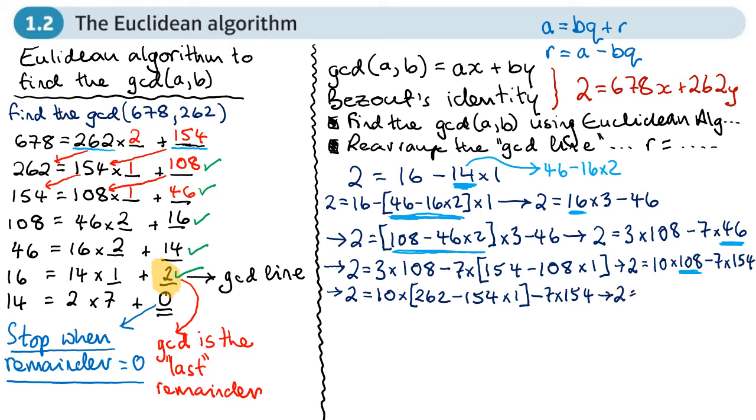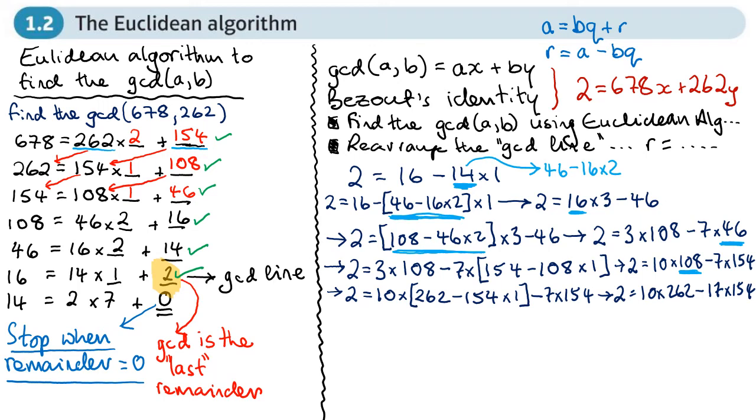Just like before, we simplify it, we group together the terms. That will give us 10 times 262 minus 17 times 154. Then we're up to the last line here, and what do we substitute? The 154. Notice that it's the remainders that we change. Every time you see a remainder, you look at the previous line and it will tell you what to change. So all of these numbers get changed apart from the 2, 14, 16, 46, 108, 154. They get replaced with what's over here.